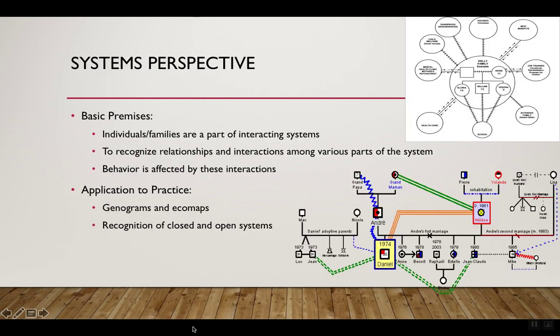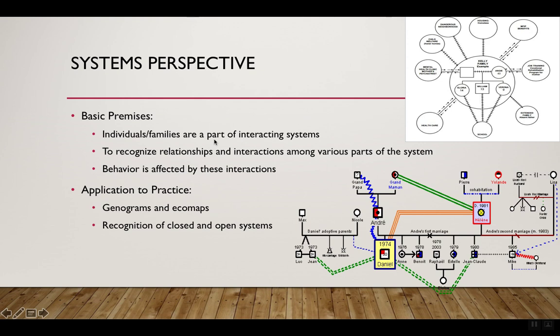So first, we will start off with systems perspective. As you know, individuals and families are part of various interacting systems, including family, church, education, healthcare, social networking. So, as social workers, we have to recognize these relationships and interactions among various parts of the system in order to understand human behavior, since behavior is affected by these interactions.